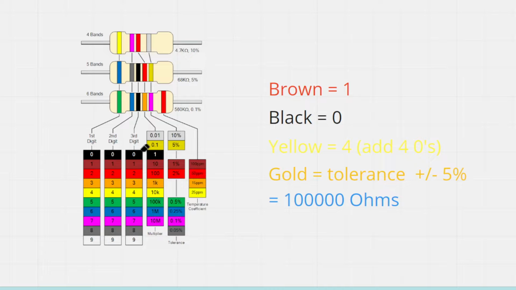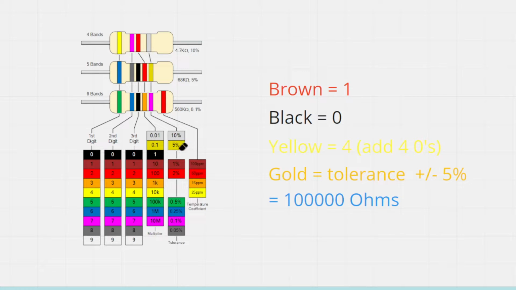My second digit was black, which is a 0. My third digit was yellow, that's 4. And remember, our third digit is our multiplier, so that's telling me to add 4 zeros. My fourth digit was the gold one.